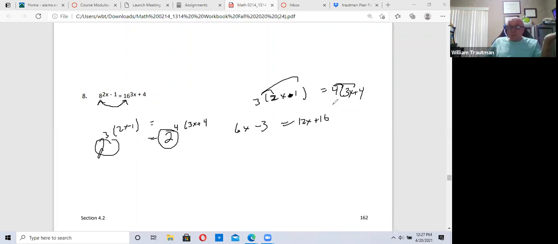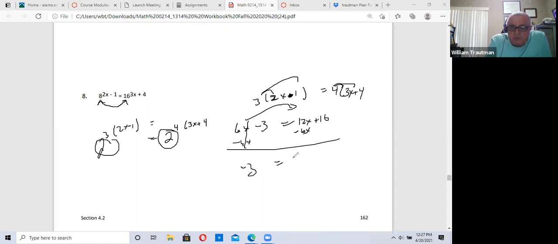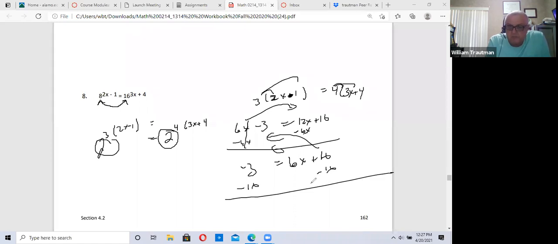Now we're just solving for x, stuff that we've learned in the past. Get all the x's to one side using add or subtract. So I have to subtract 6x, subtract 6x. And I'm left with negative 3 equals 12 minus 6 is 6x, plus 16. I need to take the 16 over. You always take the add or subtract over to the other side first. And then divide by 6. And there's our answer. X equals negative 19 over 6.